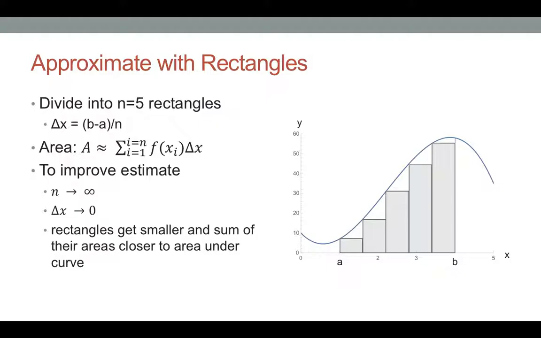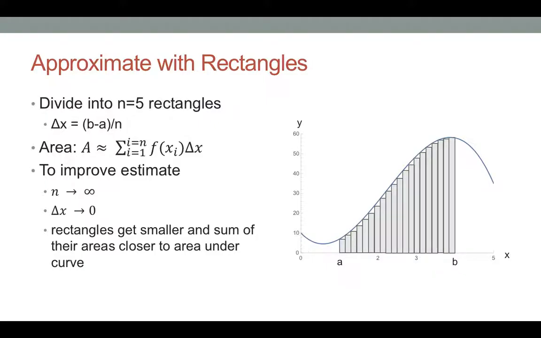That approximates the area under the curve, and we can then calculate the area of each of these rectangles because the height of the rectangle would be the value of the function, and delta x will simply be the total width, b minus a, divided by the number we want, which is 5. And we just add all those up, and we get an approximation for the area. If I want to improve that, we simply make more and more rectangles.